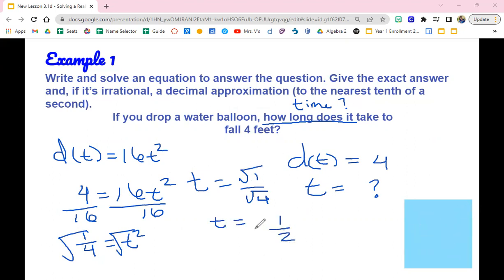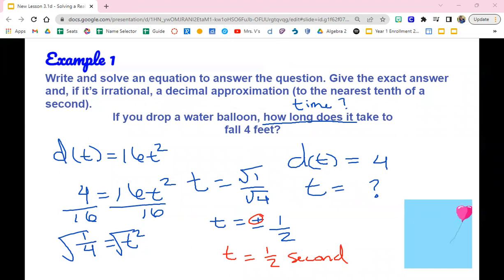1 over 2. Yes, we consider the plus and minus value since we took the square root, but because we're talking about time, can we ever go back in time? We wish, but so we're only going to consider the positive value of time. So in this case, the time would take 1/2 of a second. We should test it out and see if it does. 4 feet. Let it go. And see if it takes half a second to hit the floor.